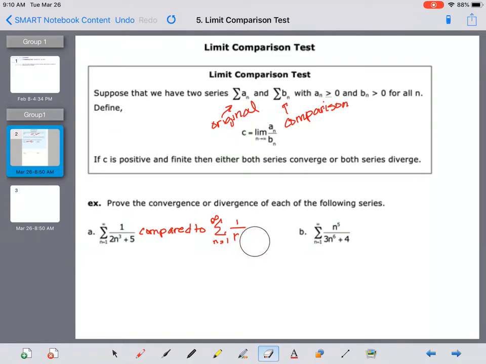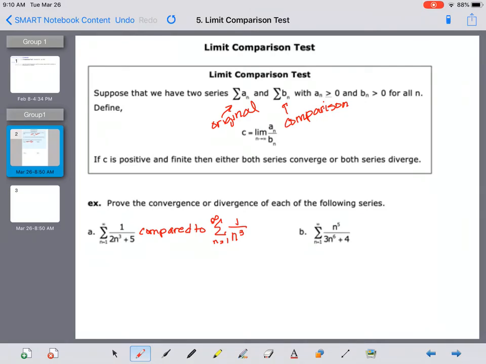Let me write that one more time. Okay, so we're going to compare it to the series of that. Because we know that's a p-series, that p is equal to 3, which is greater than 1. So that p-series we already know is going to converge.